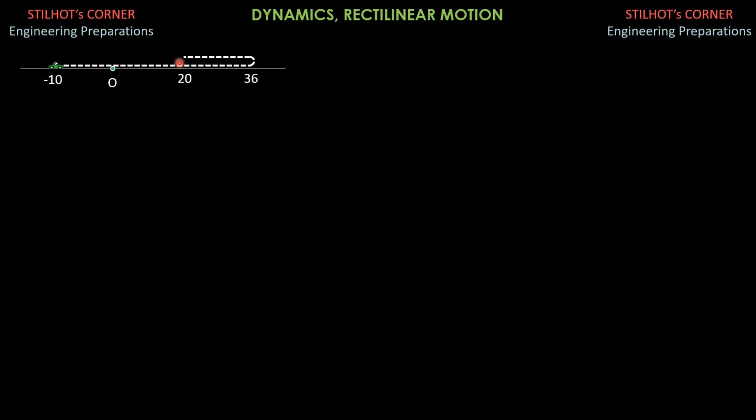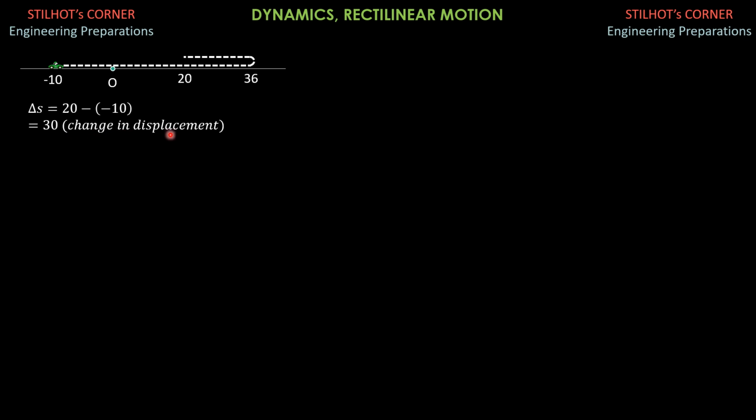So the final position of the particle, considering these time periods, from this time, let us say this may be 0, and this time here may be any value of t. Since change in displacement is final position minus initial position, the final position is positive 20, and the initial position is negative 10. So change in displacement delta S would be 20 minus negative 10, and that's 30 units. So that's the change in displacement.